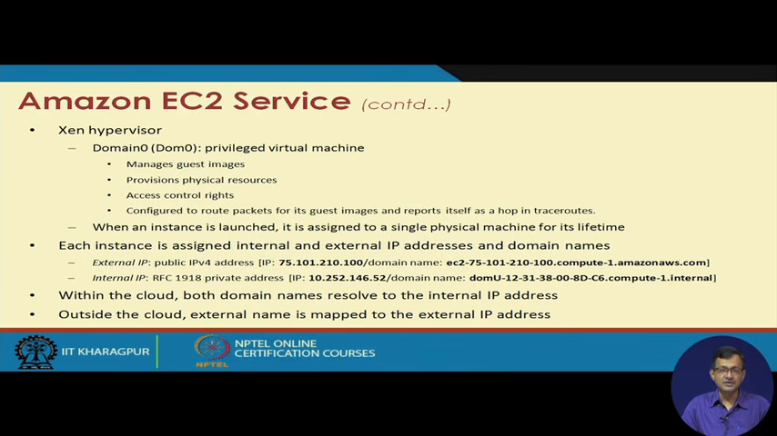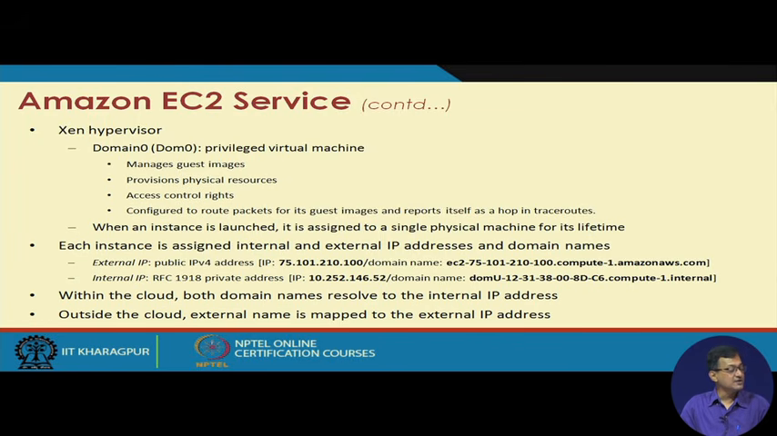Typically Amazon EC2 uses the Xen hypervisor. In the Xen hypervisor there is a Dom0 portion, the privileged virtual machine, which manages guest images, provisions physical resources, and handles access control rights. It is configured to route packets for its guest images, and reports itself as a hop in traceroute. So it routes the traffic, and it is a hop.